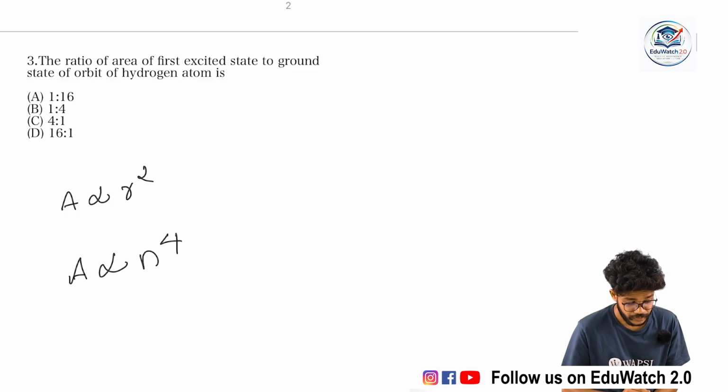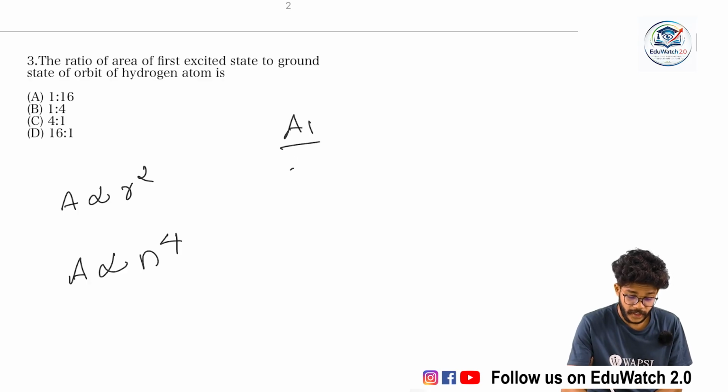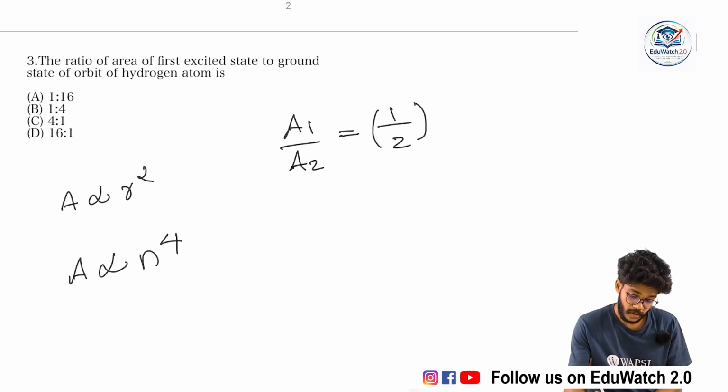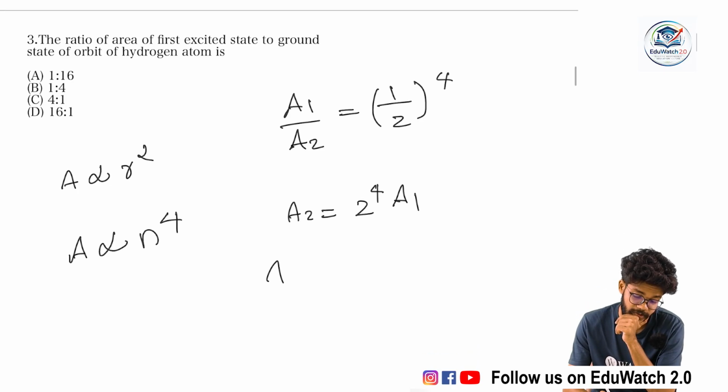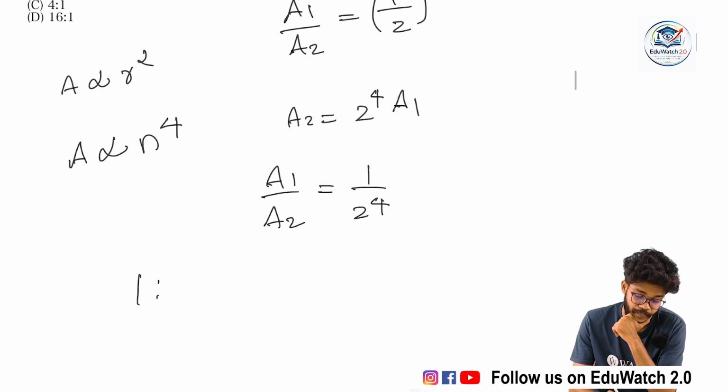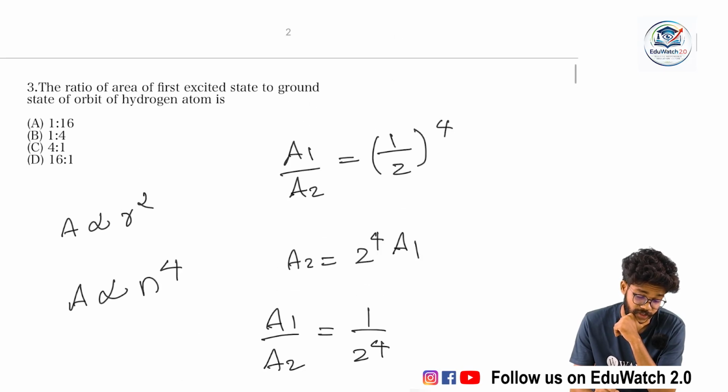Okay, so area is proportional to n raised to 4, and for the first excited state n is 2 and for the ground state n is 1. So a1 by a2 is equal to 1 by 2 all raised to 4. Okay, so a2 is equal to 2 raised to 4 into a1. So a1 by a2 is equal to 1 by 2 raised to 4. That means 1 is to 16. Option A is the correct answer.